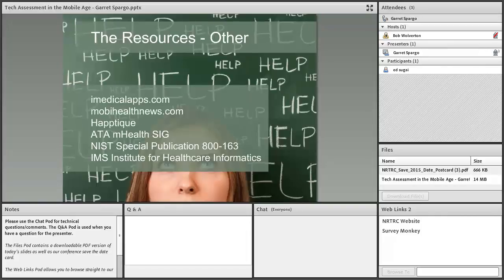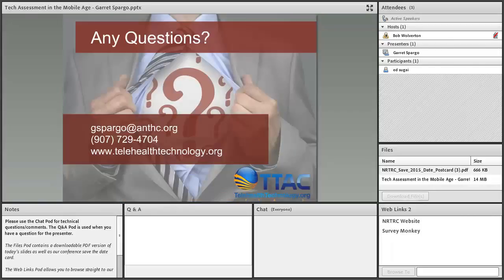And then, as I mentioned, the IMS Institute for Healthcare Informatics has their Patient Apps for Improved Healthcare document that's also freely available. So there's a lot out there. And then the literature is growing quite extensively on the peer-reviewed side of things. So a lot of good stuff to turn to. And with that, I open the floor to any questions that anyone might have. And thank you very much for your time today.